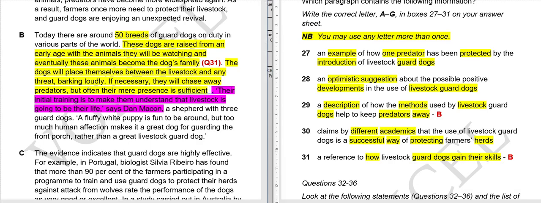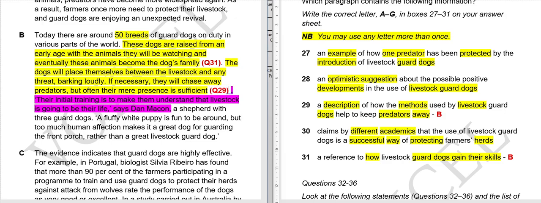So here we will write our question number 29. Hope it is clear. Moving on to the next paragraph.